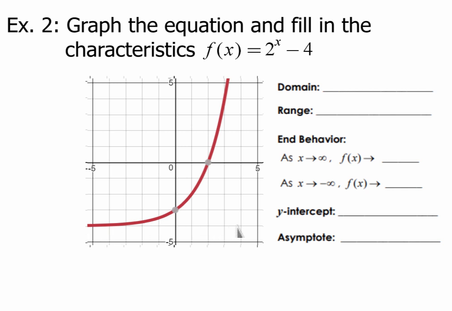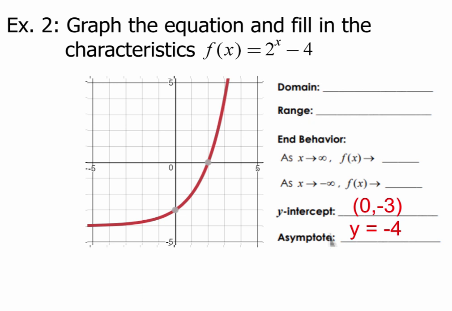One thing, we can see the asymptote is down here. The graph is getting closer and closer to negative 4 without ever actually touching it. You can see this minus 4 in our equation. So our asymptote is y equals negative 4. My y-intercept, where it crosses the y-axis, is at 0, negative 3.